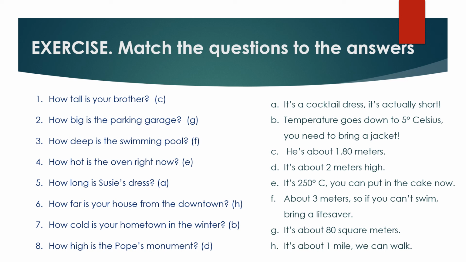6, how far is your house from the downtown? It's about 1 mile. We can walk. 7, how cold is your hometown in the winter? Temperature goes down to 5 degrees Celsius. You need to bring a jacket. 8, how high is the Pope's monument? It's about 2 meters high. Remember, there is a difference between how tall for people and how high for objects.